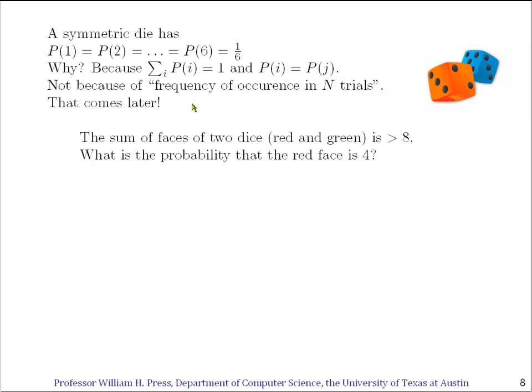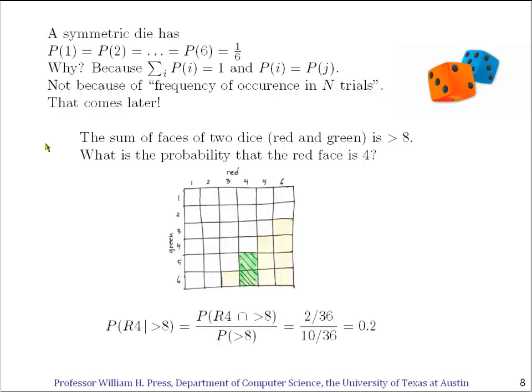Let's do a slightly less trivial problem. The sum of the faces of 2 dice that are thrown, a red and a green die. Here we have red and green, except I didn't get the colors right. The sum of their faces is greater than 8. What's the probability that the red face is a 4? How do we think about that? We think about what is the outcome space. The outcome space is every possibility equally probable for the red die, 1 through 6, and every possibility 1 through 6 for the green die.